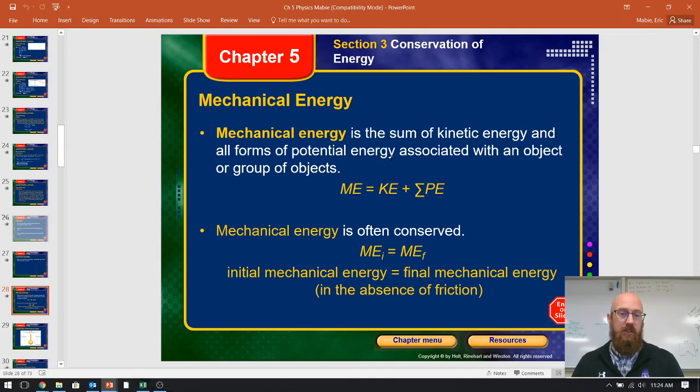Okay? And then again, you'll see all forms of potential energy. Mechanical energy initially is equal to mechanical energy final. That's just saying the common sense answer. If I have this much energy, I should have this much energy when I end. It should be the same number.